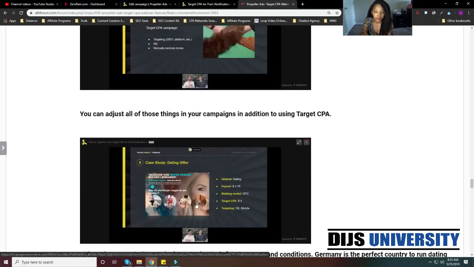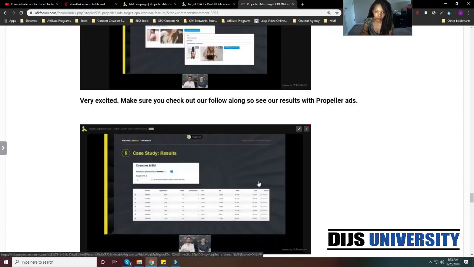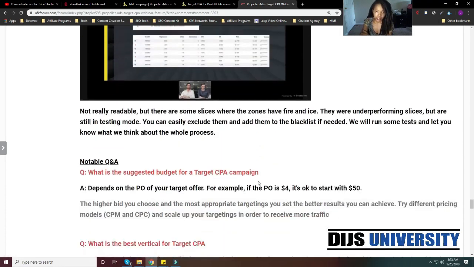You could still do the manual like we do. And here's something they did with dating. So the payout was $4.75, and as you can see, they wanted a margin of 75 cents. Here's the case study. So some slices have fire and ice. They were underperforming, but still in testing mode.